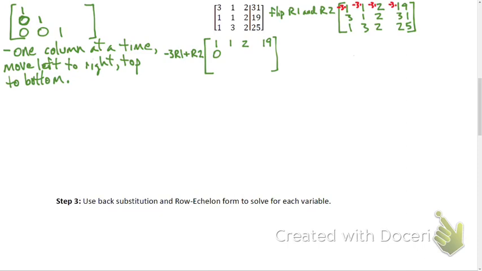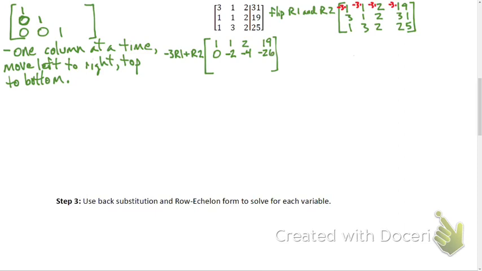-3 times 1 is -3, plus a 1 is -2. -6 plus 2. And this one I type into the calculator. You can type any of these into the calculator. So we go -3 times 19 plus 31, and we get -26.